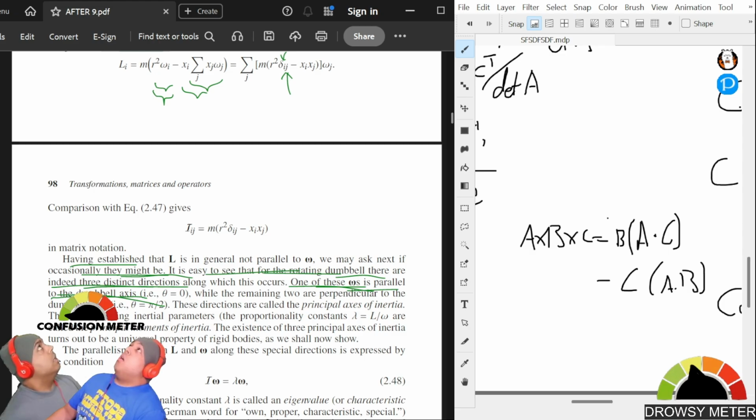One of these omegas is parallel to the dumbbell axis, theta equals 0, while the remaining two are perpendicular to the dumbbell axis. So the dumbbell axis is fixed. The dumbbell axis is the x-axis, like where theta is 0. Is that what it's saying? Well, the remaining two are perpendicular to the dumbbell axis, theta equal pi over 2.